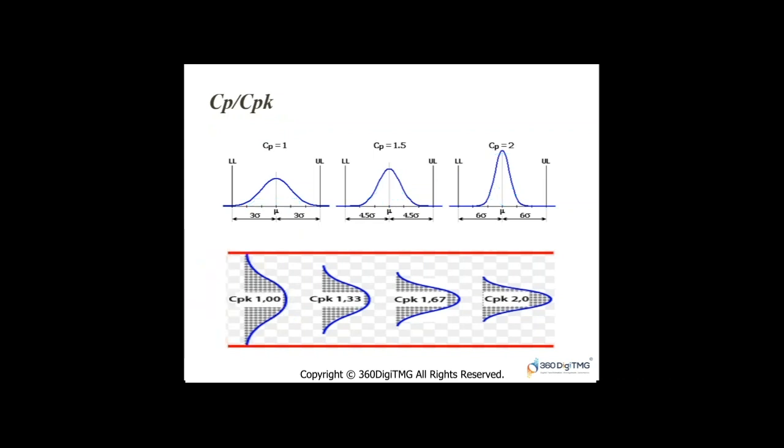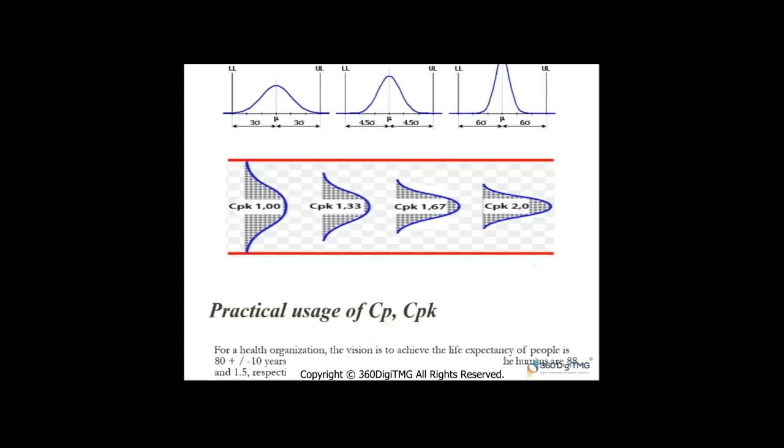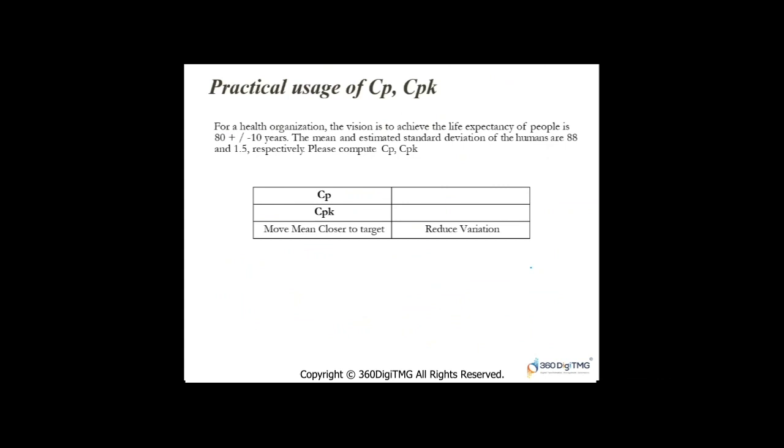How about CPK? The lower my CPK value, the farther away my data points are from the mean. The process mean is far away from my target. As your CPK value increases, your process mean comes closer to the target. That is what you infer, my dear friends. Let's move on and look into this small case study.